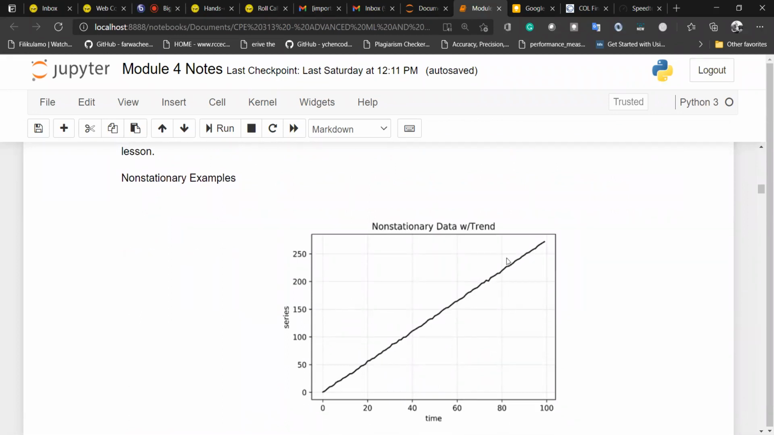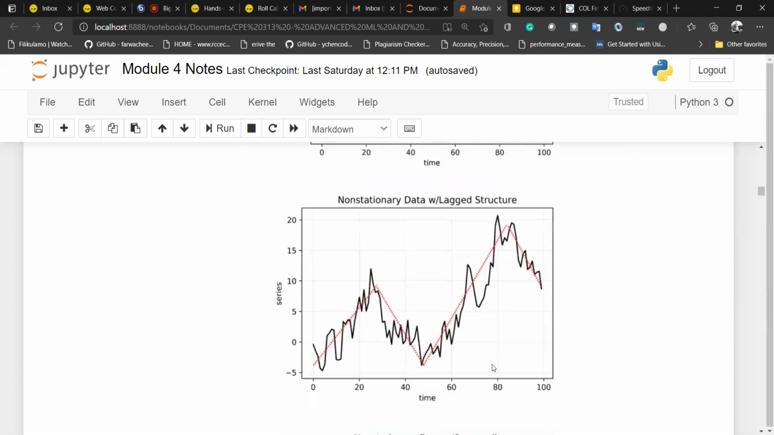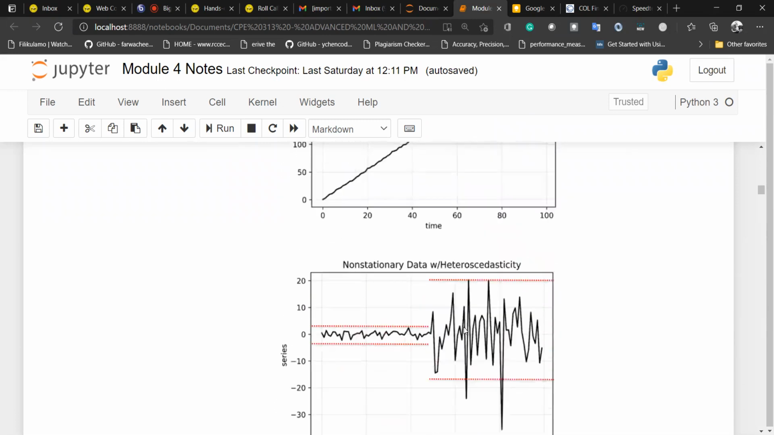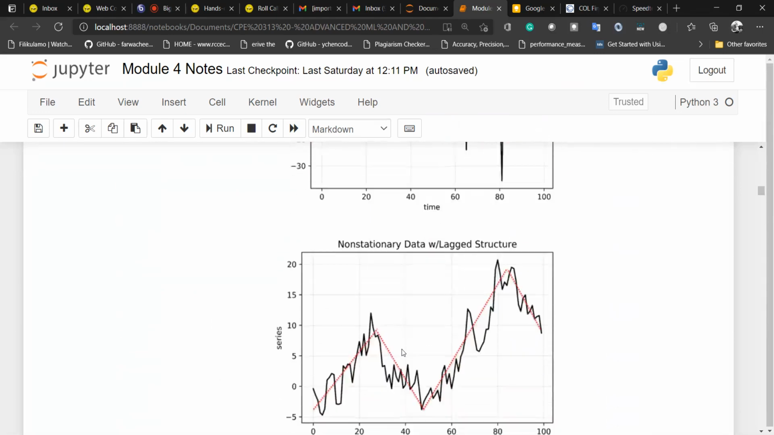So you can see the trend, it's an uptrend. This is a sample of non-stationary data with heteroscedasticity. Medyo mahirap banggitin, no? Heteroscedasticity. Yan. So you can see a changing variance here in terms of the signal that was generated. This one naman is what we call non-stationary data with lag structure, similar to this one. This is a time series that has autocorrelation.